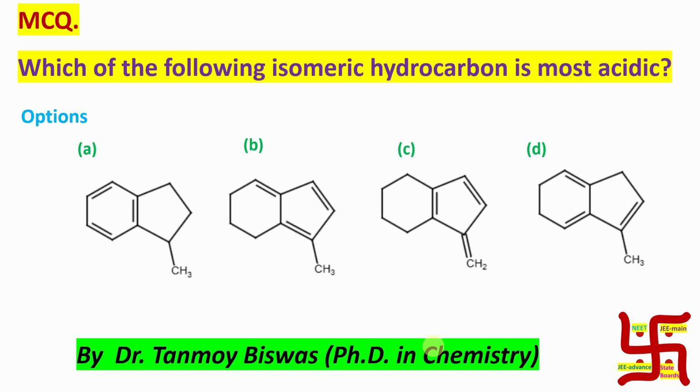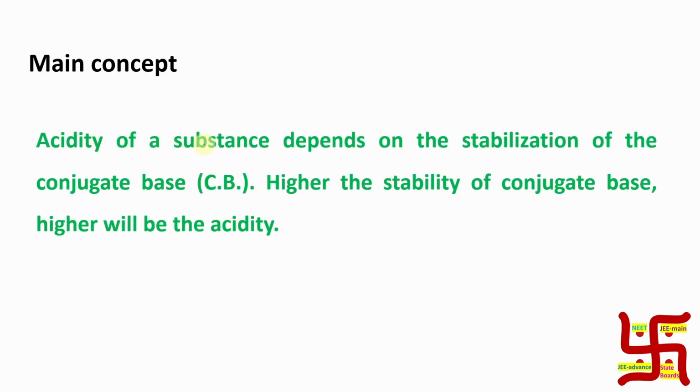Okay, so I believe you have tried, so let's start. Now, which of the following isomeric hydrocarbon, isomeric means all have same molecular formula, is most acidic? By the way, whenever the question comes about the acidity, remember the concept. Acidity of a substance depends on the stability of conjugate base. What is meant by conjugate base?